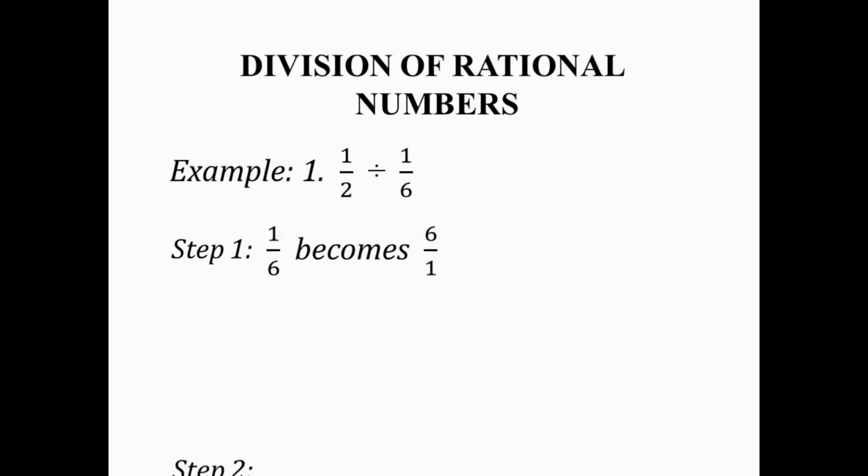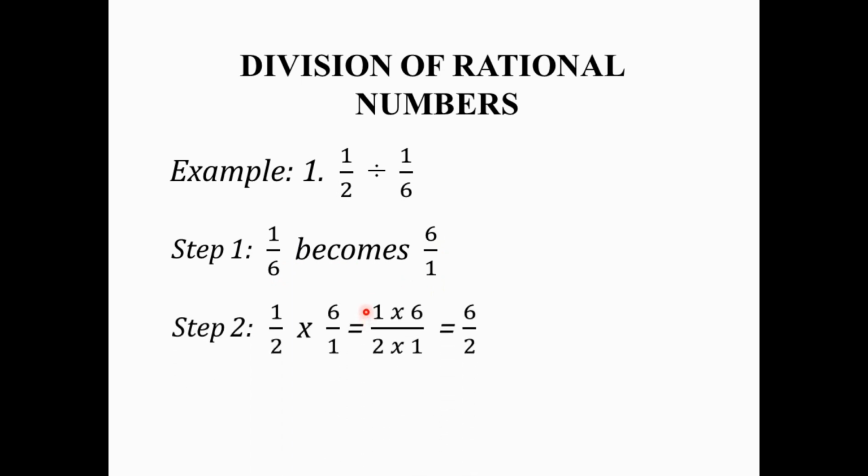Alright? Then step number 2, we will proceed to multiplication. We will multiply the first fraction by the reciprocal of the divisor. That is 6 over 1. Okay? So let us apply the rule of multiplication. We will multiply the numerators. Then after that, we will multiply the denominators. So 1 times 6, that is 6. Then 2 times 1, that is 2.